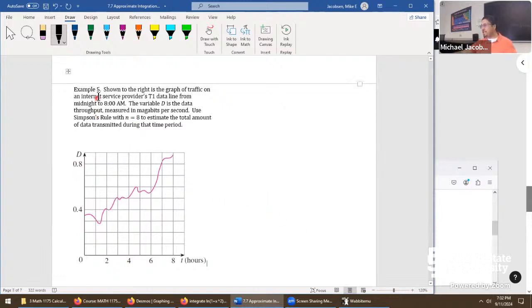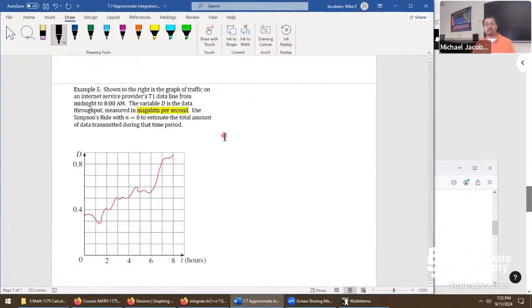So the story behind this data, shown to the right below, is the graph of traffic on an internet service provider T1 data line from midnight to 8 a.m. So 0 for midnight, 8 a.m. here, going T for hours. They tell us the variable D is the data throughput measured in megabits per second. So that's the variable D going this way. And notice that's a rate.